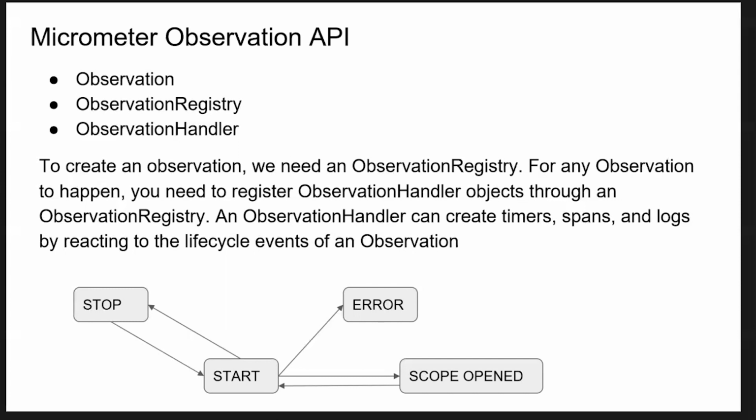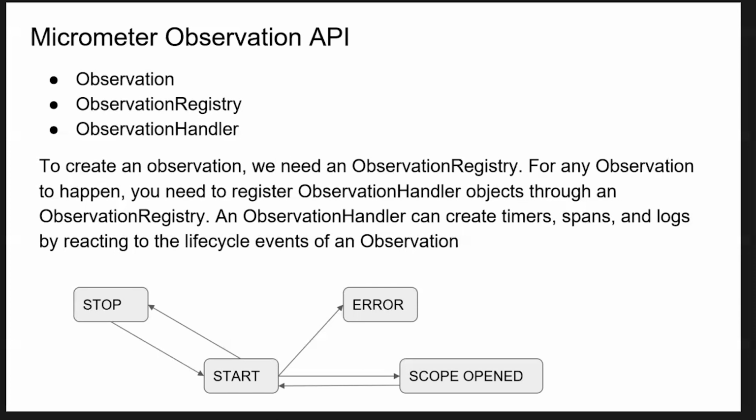Moreover, going into observability, we already have observability in our Spring Boot also, but we just don't see it. Consider that whenever we hit an endpoint, that's where the scope starts. It will go into the start state, then scope open, then scope close, then stop state.